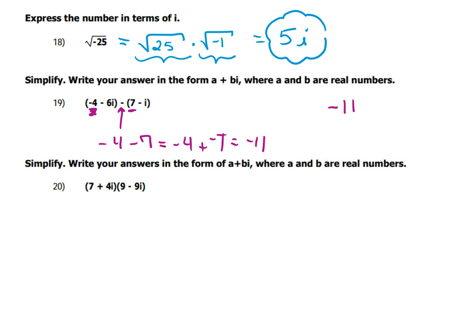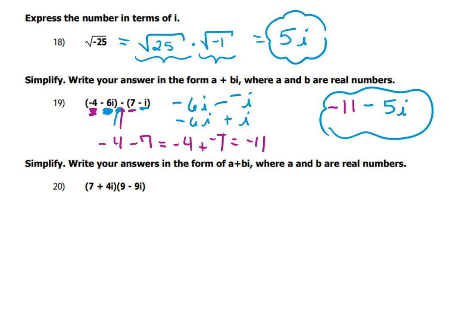And then we're going to have the negative 6i minus a negative i. Negative 6i minus a negative i. That would be negative 6i. Subtracting a negative is adding a positive, and that's a 1i. So negative 6 plus positive 1 is a negative 5i. And that's my answer there.